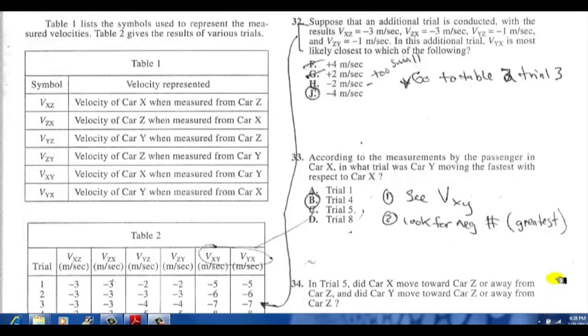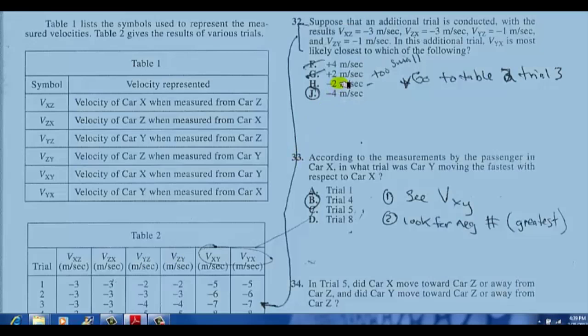Test 70A, Science, Practice Problem number 32. Number 32 reads, suppose that an additional trial was conducted with the following results for these particular columns. In the additional trial, VYX is most likely closest to which of the following? Here's what we need to do. We need to go down here to table number 2. We need to take the new value for VXZ, which is -3, and see which trials are closest, and then base the new trial and guesstimate off of the old information.